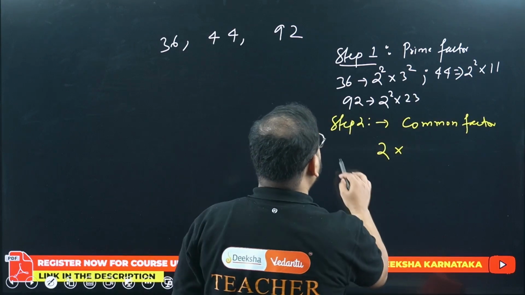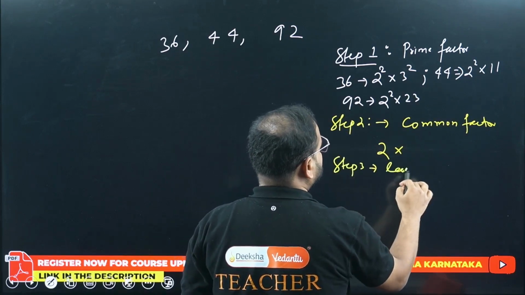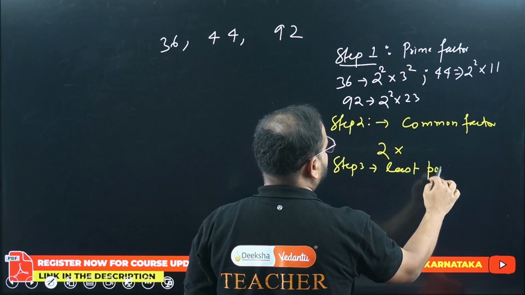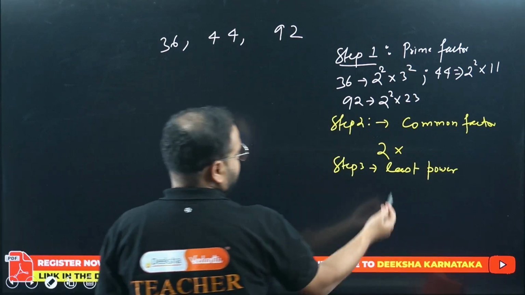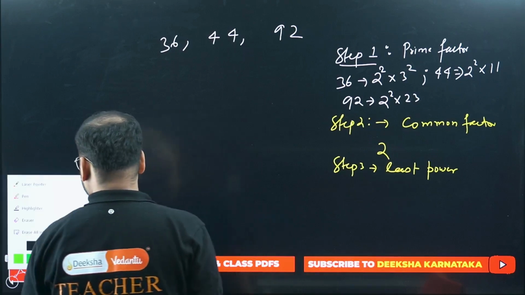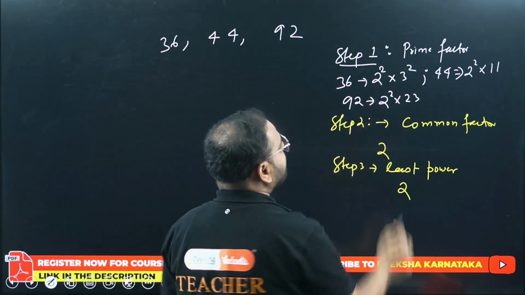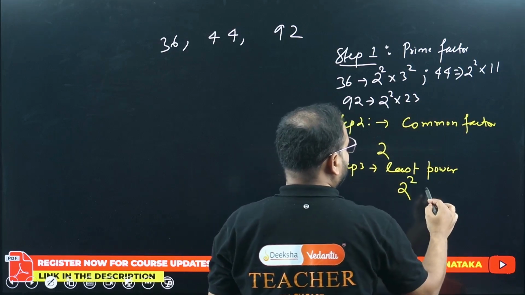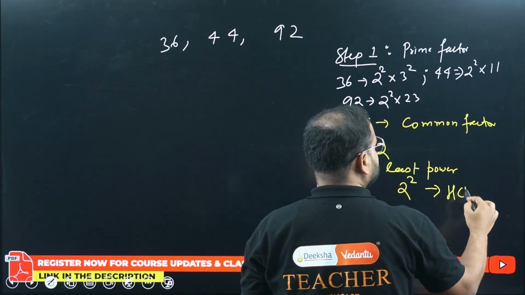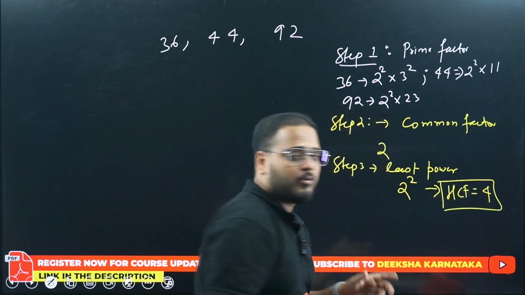Next is what? Step 3. Step 3 is least power. Okay, least power. So what is the least power? Please check. Least power is 2 square, 2 square, 2 square. So I have 2 square. So what is my HCF now? This concludes my HCF is simply 4. Now another case.